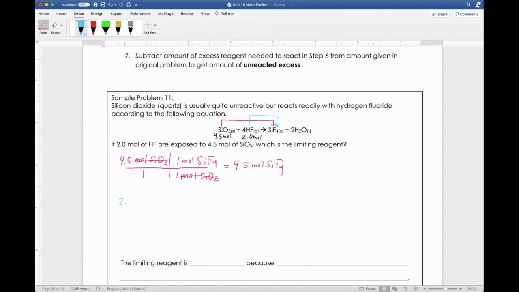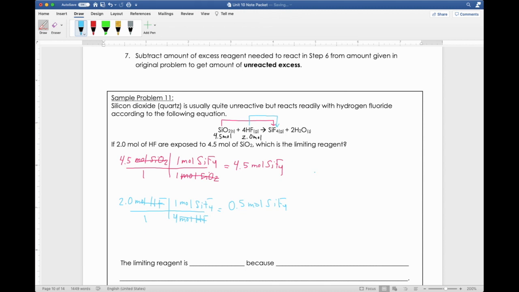So if I have 2 moles of HF, set up a mole ratio right here. Looks like 4 moles of hydrofluoric acid produces 1 mole of silicon tetrafluoride. And when you solve for this, 2 divided by 4 is 0.5 moles. This is where our comparison happens. We want to know who produces less product. Which of those is the limiting reagent?